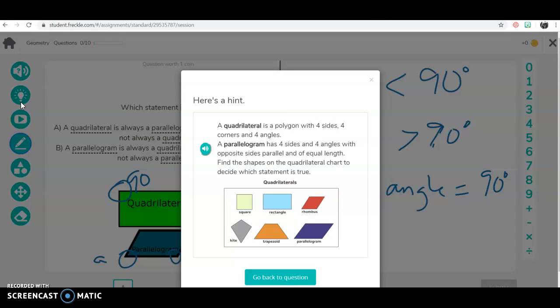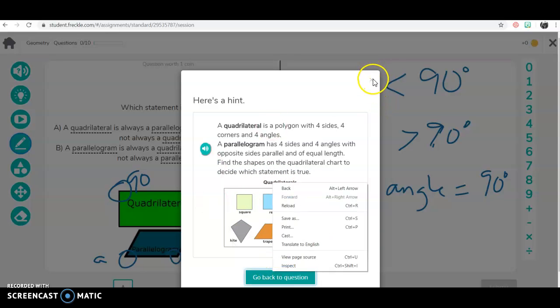So let's read it. A quadrilateral is a polygon with 4 sides, 4 corners, and 4 angles. A parallelogram has 4 sides and 4 angles with opposite sides that are parallel and of equal length. Find the shapes on the quadrilateral chart to decide which is true. So all of these are quadrilaterals because they all have 4 sides, 4 angles, and 4 corners. However, we see that a parallelogram isn't on the outside, it's a quadrilateral because it's inside of the little box.